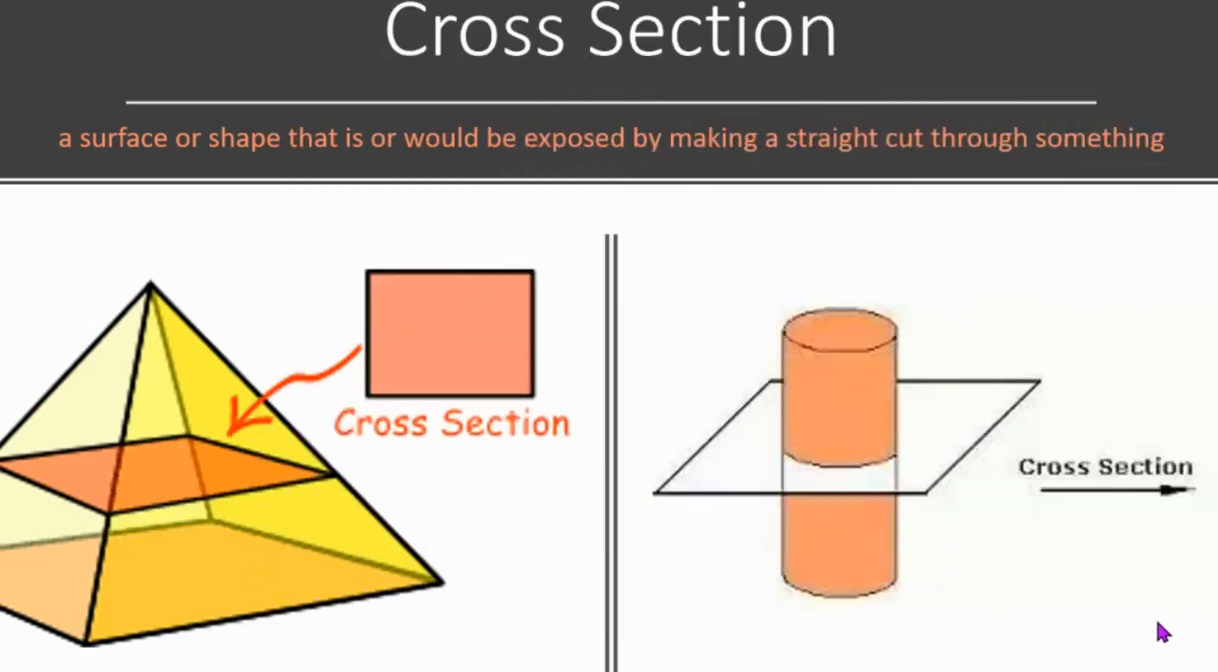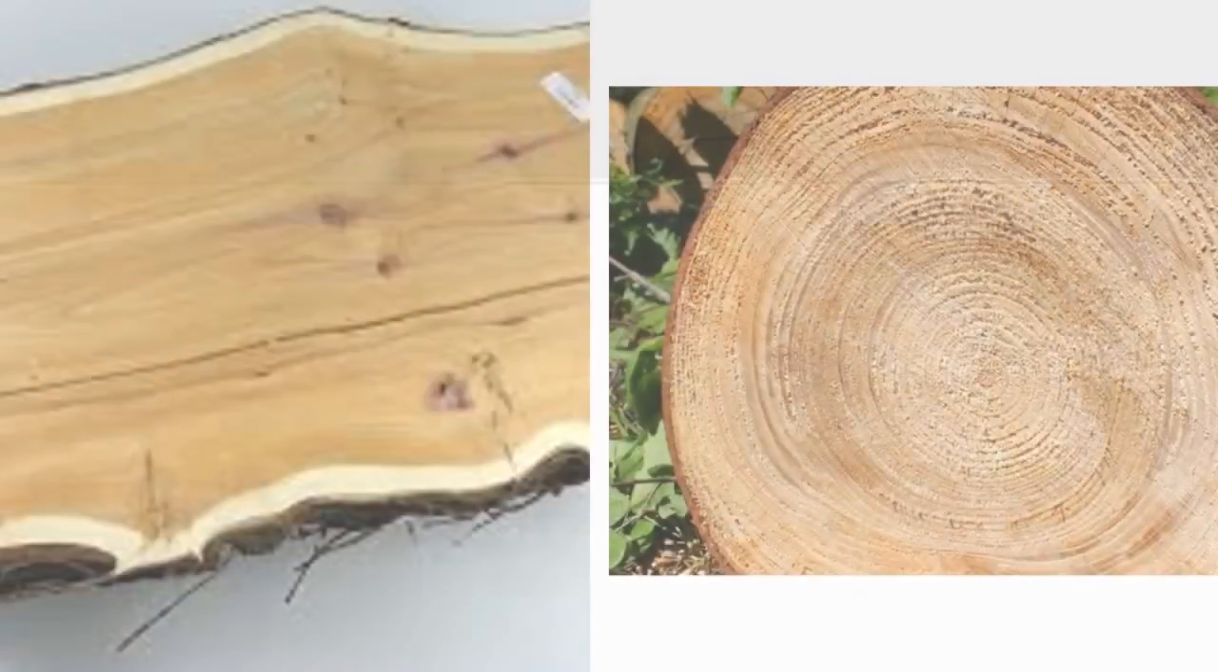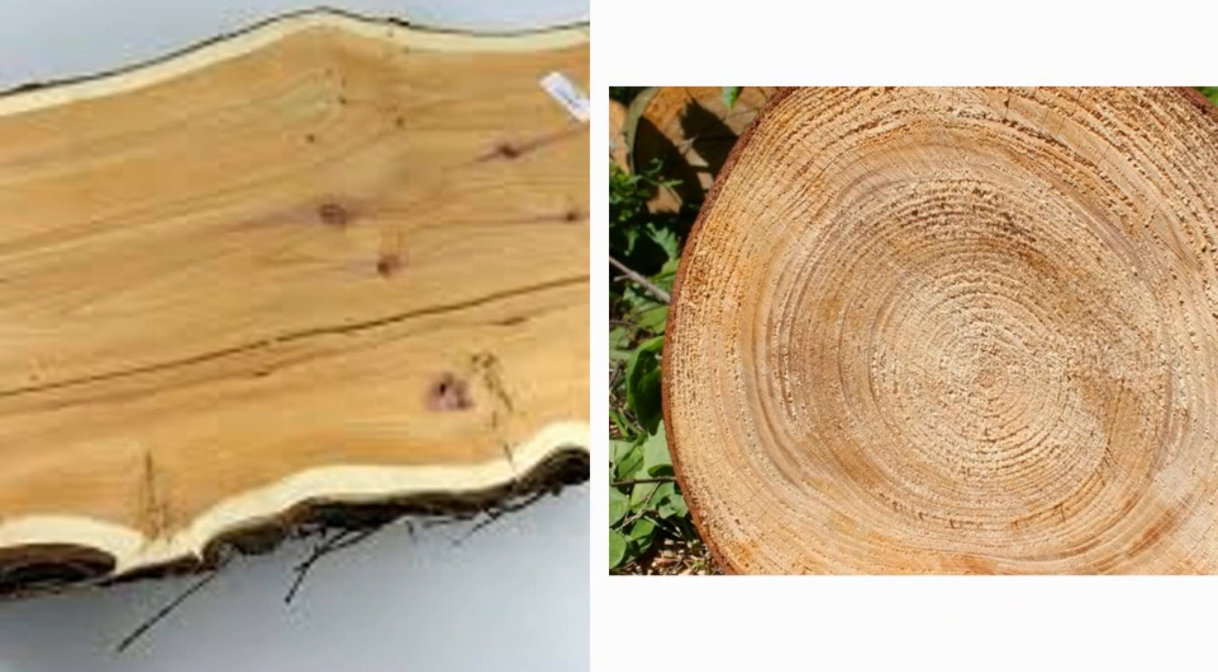So a cross section, excuse me, is a surface or a shape that is or would be exposed by making a straight cut through something. So if I cut this pyramid right here, and then I look down at the cut, it would look like this, a rectangle. If I cut this cylinder right here, and then I looked at the cut piece, it would look like this, a circle. So these are two examples of cross sections of a log, right? You could cut a log this way and get a circle, or you can cut a log the long ways and get this shape.